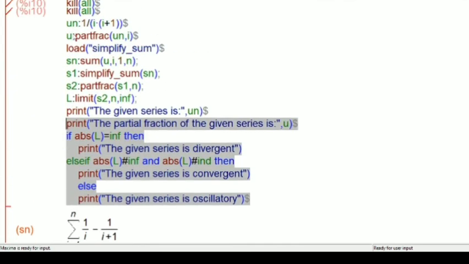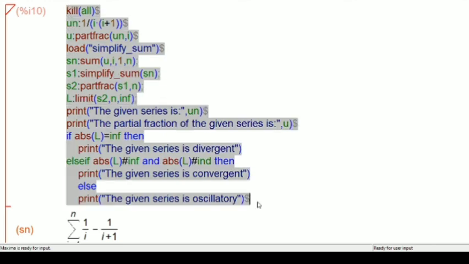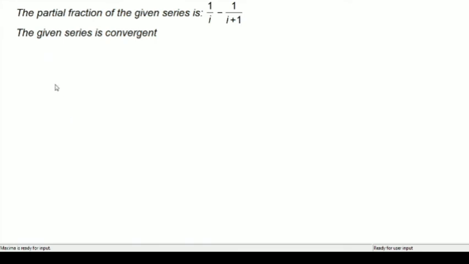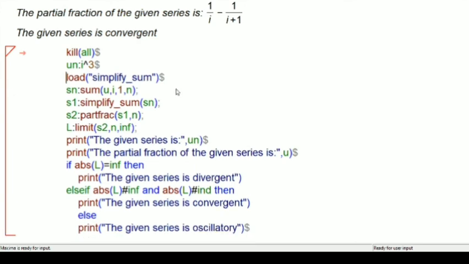I'll copy down the same thing, but I don't need all the commands for the next program. Let's paste this. What was your nth term? Yes, it is i cube. No need of this partial fraction. We have to load simplify_sum just to simplify this. Here we have used un, not u. So let me change this to un.